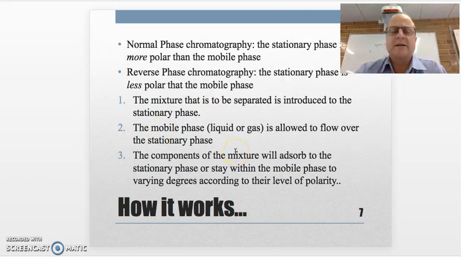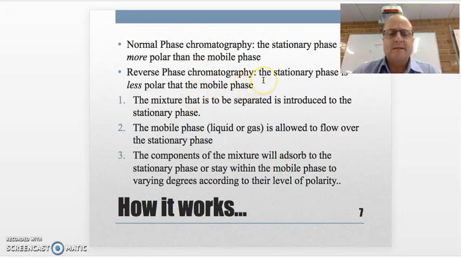Okay, so just to recap what I said earlier, and to give a step-by-step description of how chromatography works. In normal phase chromatography, which is the most common type of chromatography, the stationary phase is more polar than the mobile phase. So simplistically, we would say the stationary phase is polar and the mobile phase is non-polar in most types of chromatography, and that's what we call normal phase chromatography. There are some less common types that use reverse phase chromatography, where the stationary phase is less polar than the mobile phase. But usually this is the case.